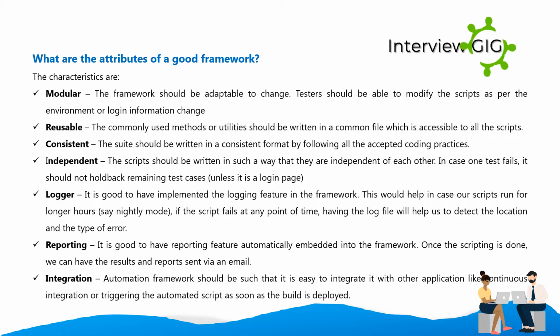Logger. It is good to have implemented the logging feature in the framework. This would help in case our scripts run for longer hours, say nightly mode. If the script fails at any point of time, having the log file will help us to detect the location and the type of error. Reporting. It is good to have a reporting feature in the framework. Once the scripting is done, we can have the results and reports sent via email. Integration. The automation framework should be such that it is easy to integrate with other applications like continuous integration, triggering the automated script as soon as the build is deployed.